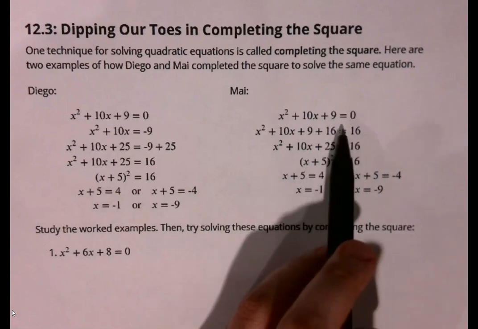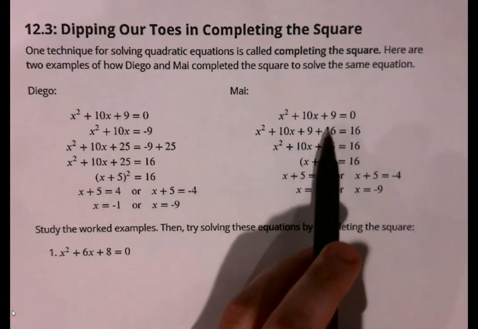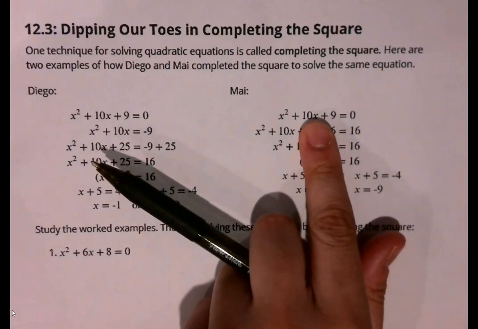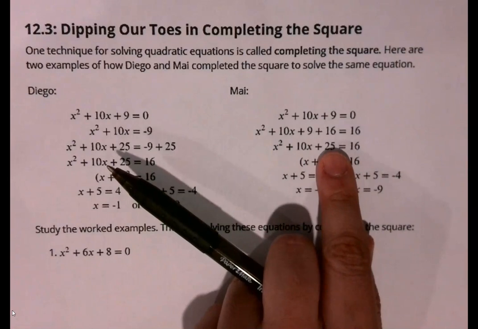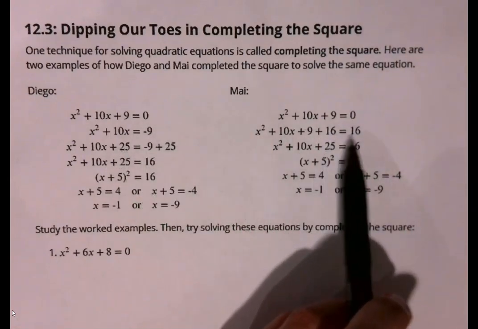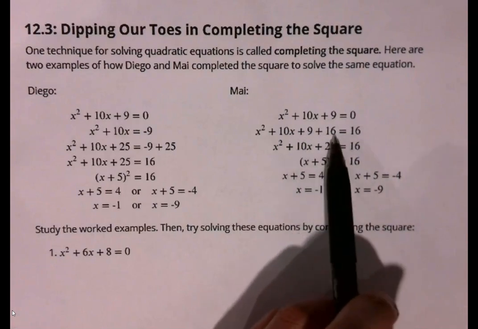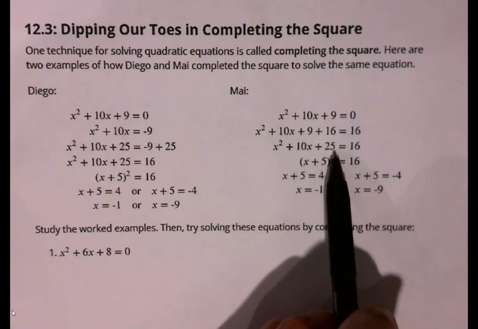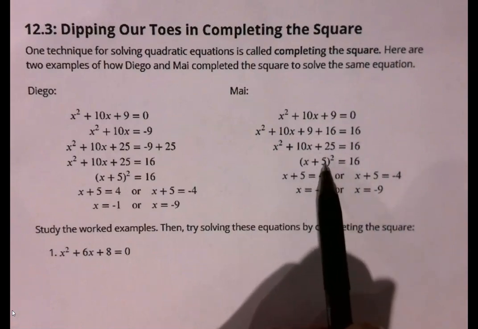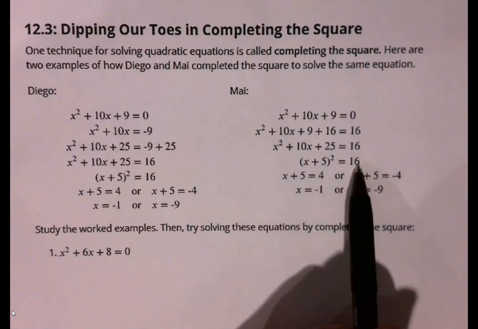May chose to keep the 9, our constant, on the left side of our equation. To turn this x squared plus 10x into a perfect square trinomial, she saw that she needed to have a 25. So she saw that she needed to add 16 to both sides of the equation to get 9 plus 16 to equal 25. From here, she factored the perfect square trinomial to get x plus 5 squared equals 16.